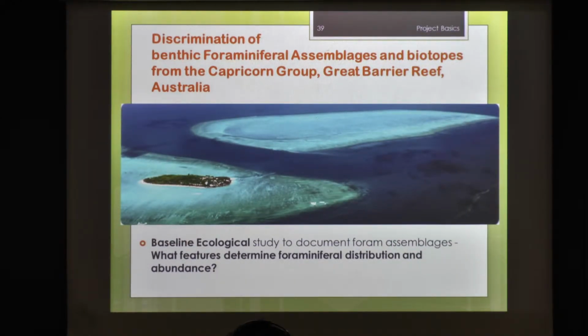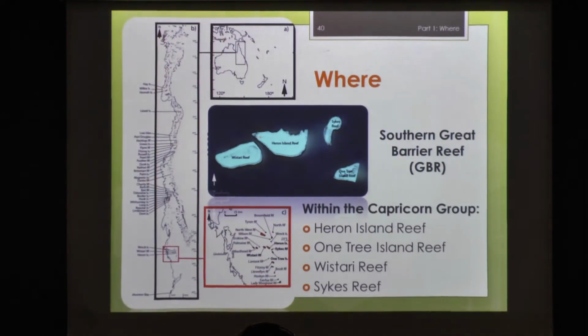I think I'm going okay if I go through this relatively quickly. There's lots of pretty pictures in this, so I thought it might be nice to end. So I did a baseline ecological study, so I wanted to provide a basis of comparison for studies on the Great Barrier Reef, the Southern Great Barrier Reef, and figure out what features determined foram distribution in that area. And it was a pretty sweet place to do some field work.